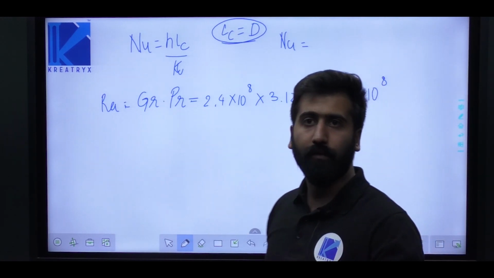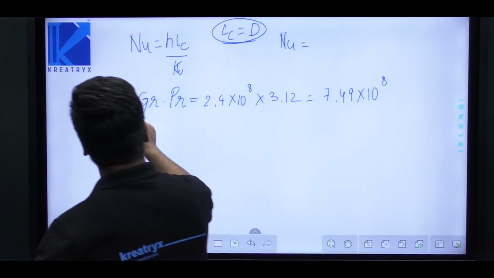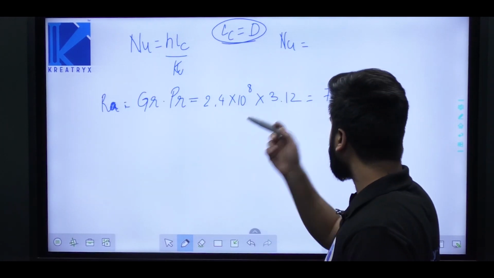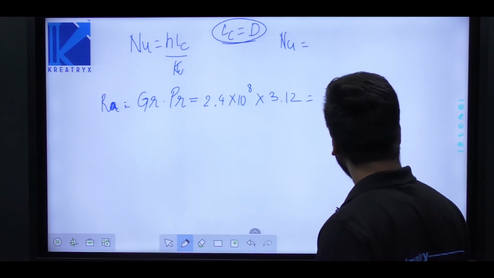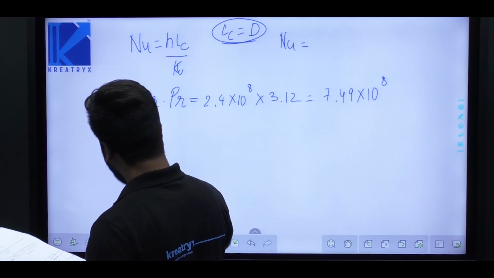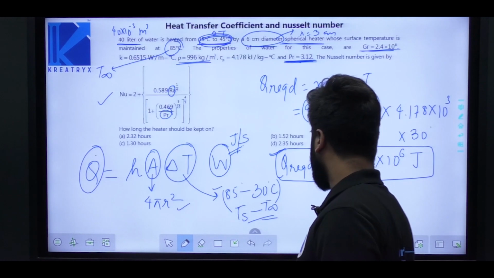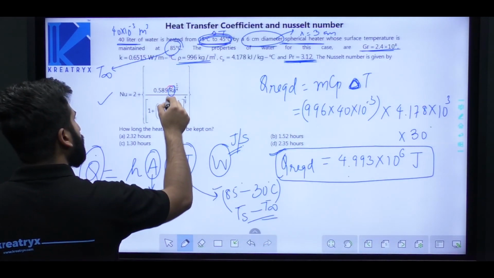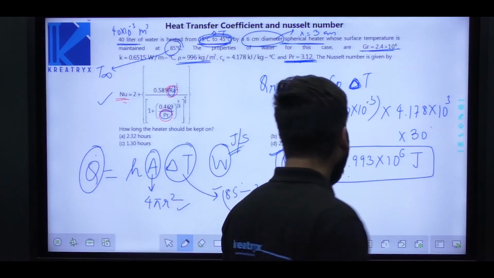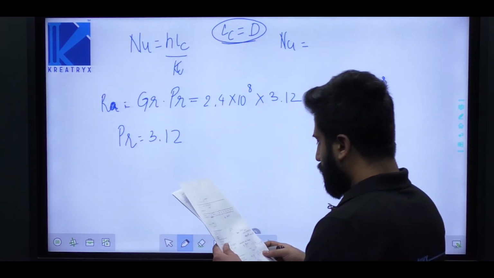I'm trying to cover all the formulas and all the important expressions that you must have derived while studying heat transfer, in the questions. So the Rayleigh number is Grashof number into Prandtl number, which is 7.49 into 10 to the power 8. And what else is required? The Prandtl number is required for that expression. Prandtl number is 3.1. Put this data in this formula directly and solve it. Be careful while solving it. Do not commit any calculation mistake.